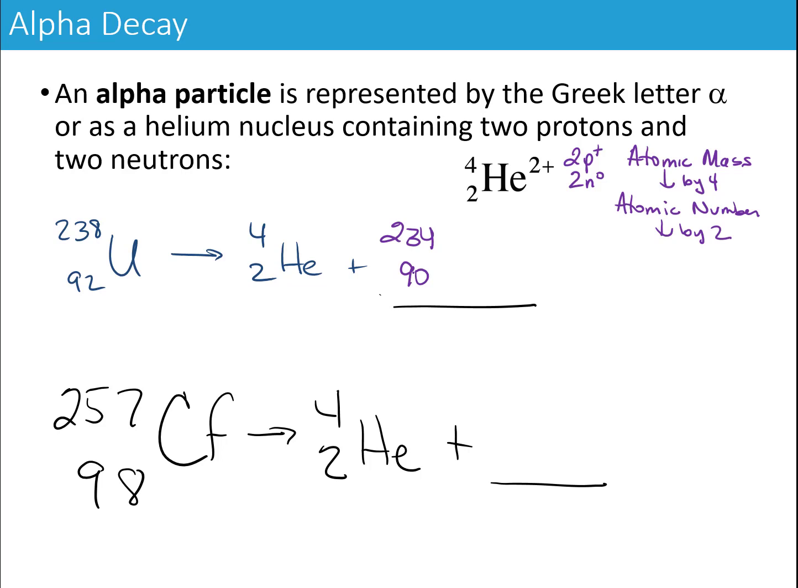But now if it's got atomic number 90, find uranium on the periodic table. Uranium is in the very bottom row. See that it has atomic number 92? Now it's atomic number 90. It's not uranium. What is it? Thorium. It's TH. So do you see that if the atomic number decreases, then the symbol changes?